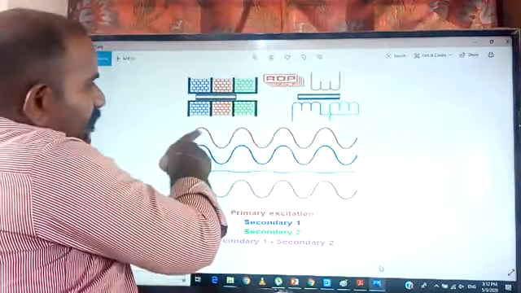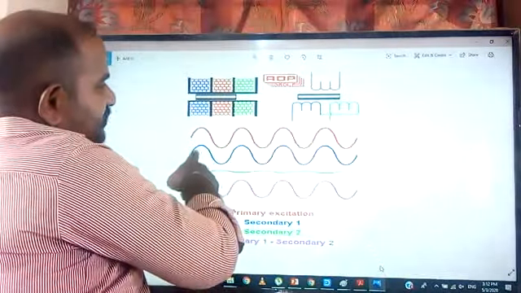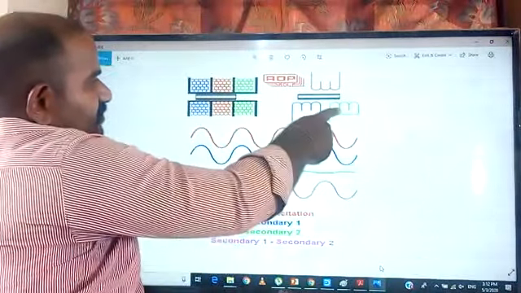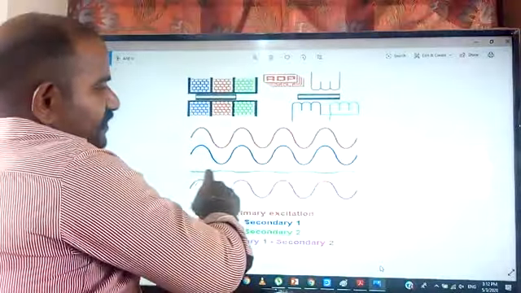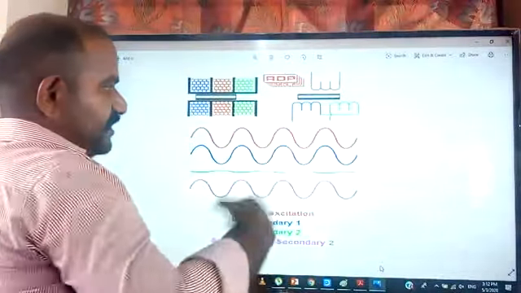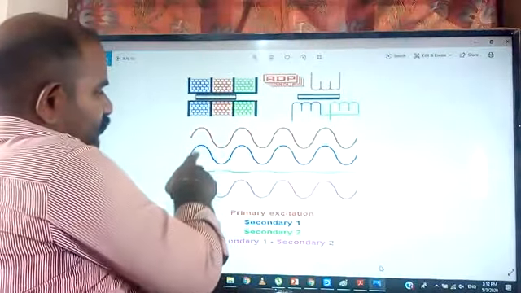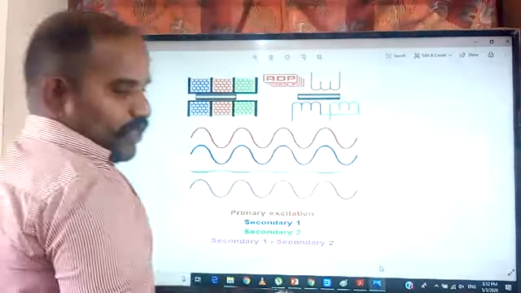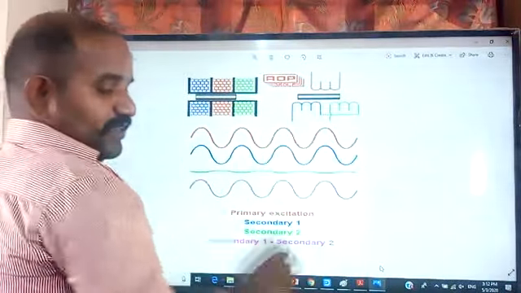Here we have the primary, and the secondary signal, which is in phase with the primary, and the green one is the secondary coil 2. We don't have any signal in the secondary coil 2 because of the magnetic flux. So the output is this one. Secondary coil 1 is nothing but this blue one, which is going to be the output.